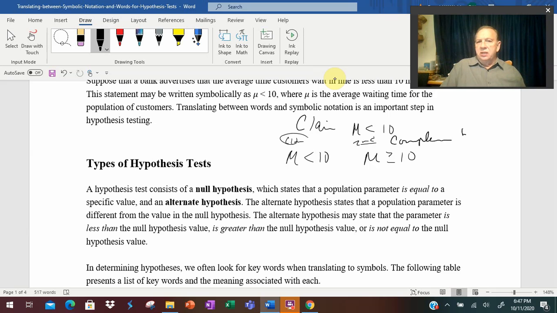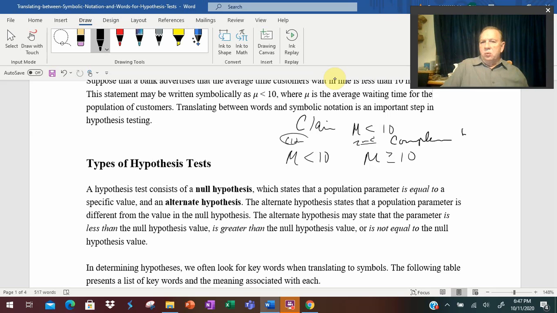But trichotomy is either less than, equal to, or greater than. And by writing it this way, it captures all of that. So I want to write a claim and then a complement. Those are the two steps. And then I'm going to assign a null hypothesis and an alternate hypothesis. So this is going to be one of the statements and the other one.